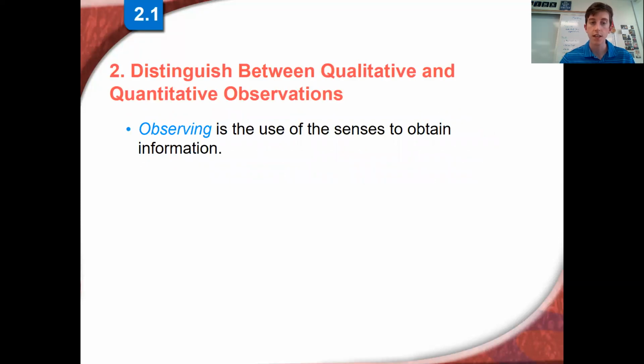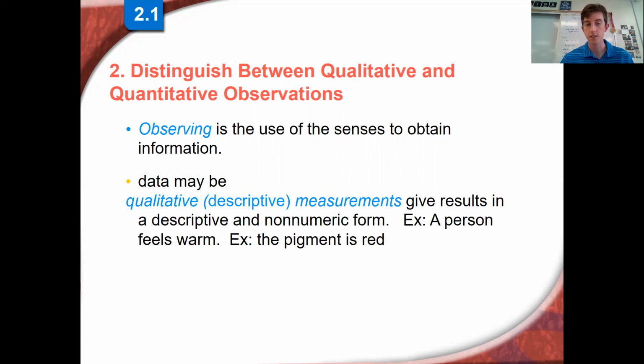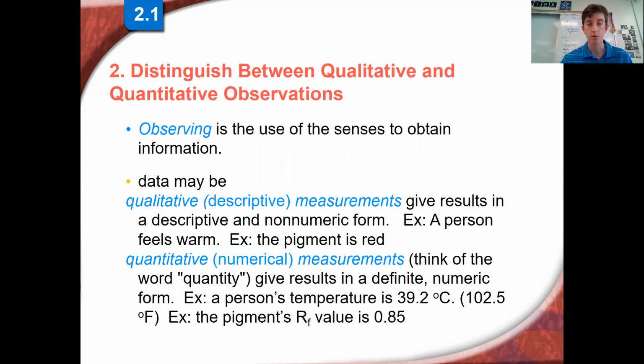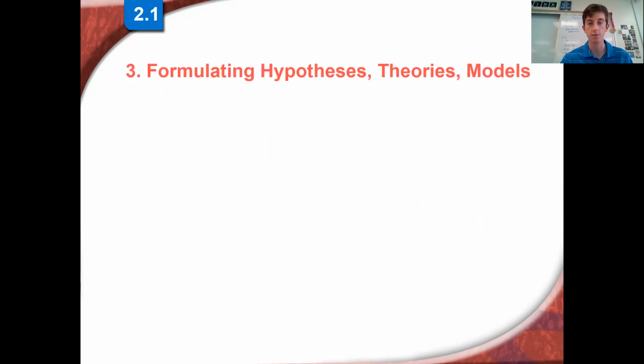So there are qualitative and quantitative observations. So you can observe using your senses, and then sometimes you'll get qualitative data, which is non-numeric. So you don't have any numbers involved. You're looking at descriptions about color, what something feels like, sounds like, so on and so forth. Quantitative has numbers. So for instance, if you record a temperature, you're going to get a number from that. So that's the difference between qualitative and quantitative.